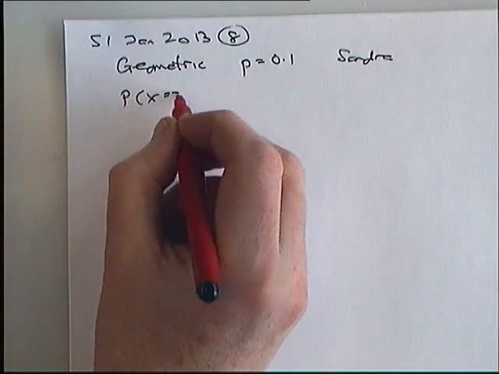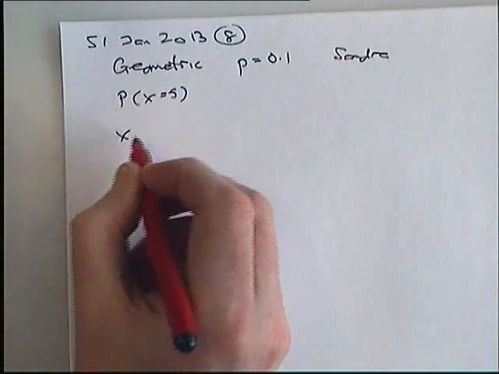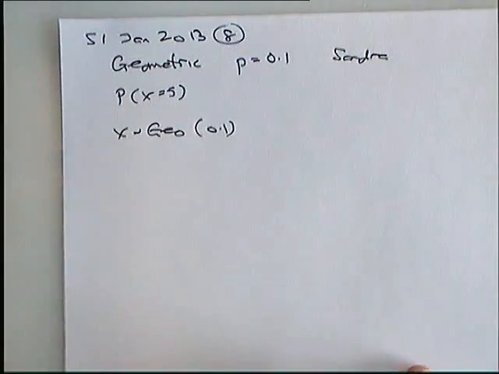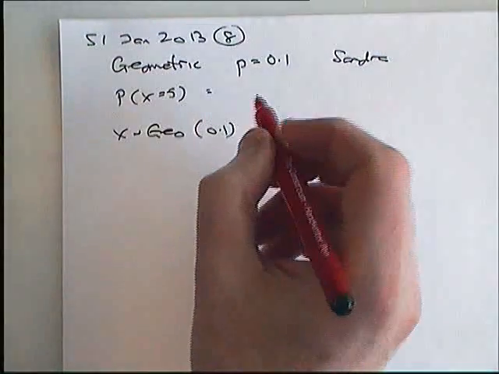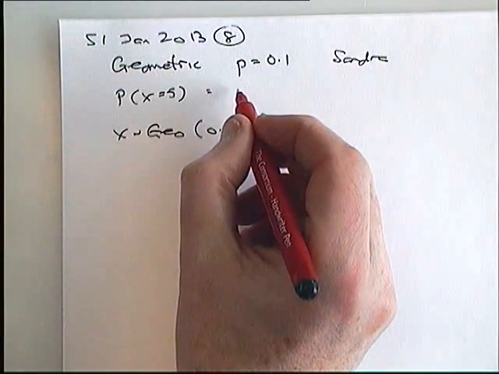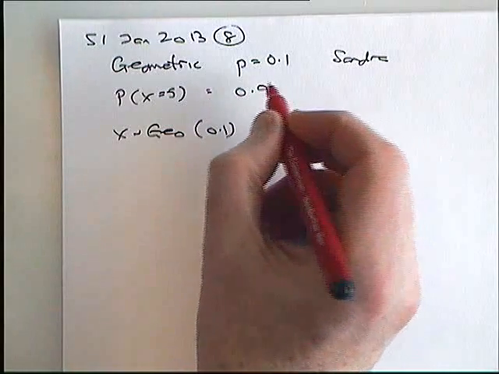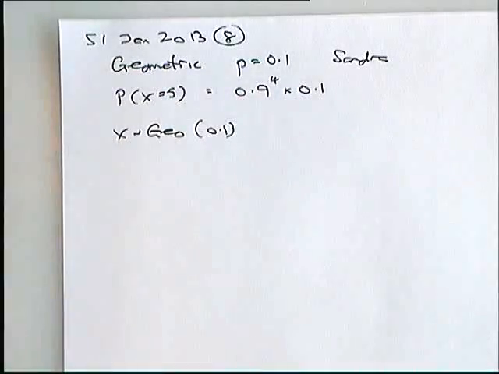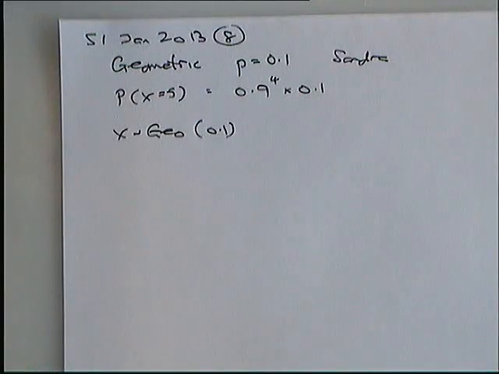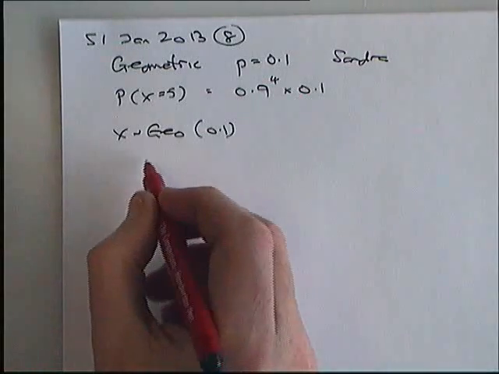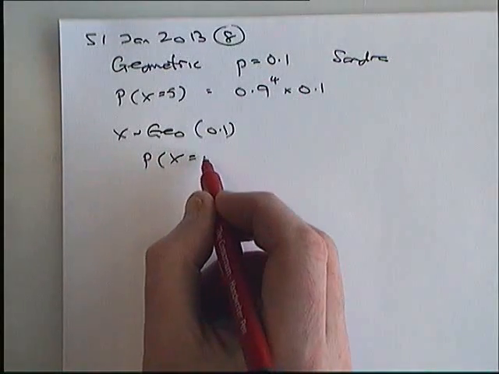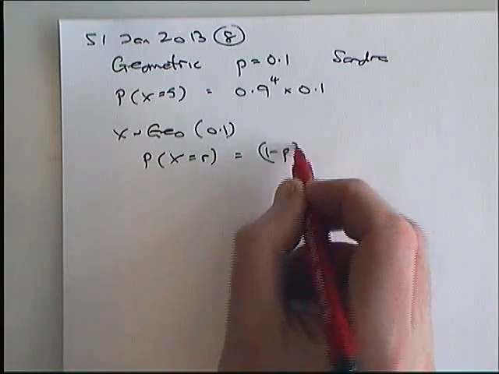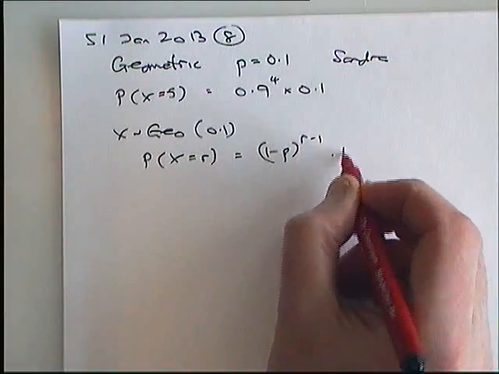So that's the probability that x equals 5, if we say that x follows a geometric distribution, p being 0.1. So that means we fail 4 times, and the probability of failing is 0.9, and we fail 4 times, and then we finally succeed. So that's the calculation that you need to do here. And if you're thinking from the formula, the probability that x equals r is (1 minus p) to the r minus 1 times p.